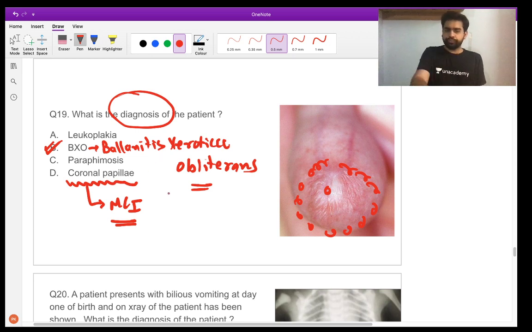Right now, this is also a risk factor for carcinoma penis. So if a patient comes to you with BXO, you have to go for a circumcision and send this particular skin sample for histopathological examination to rule out whether carcinoma has already developed or not. Okay, so this is about the BXO.